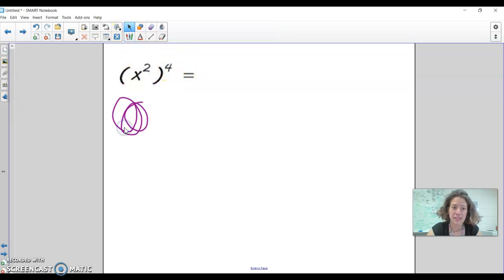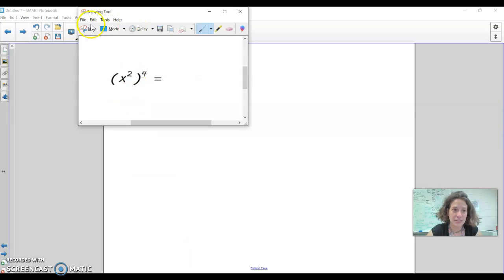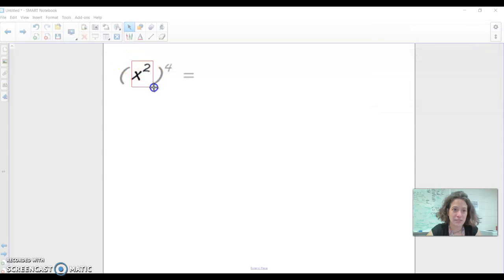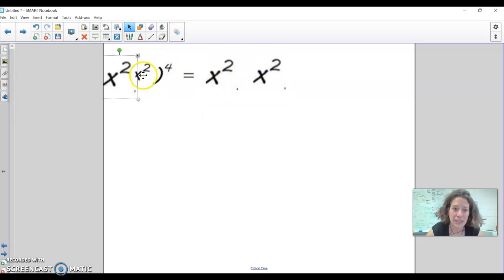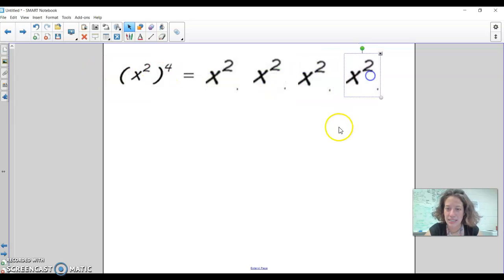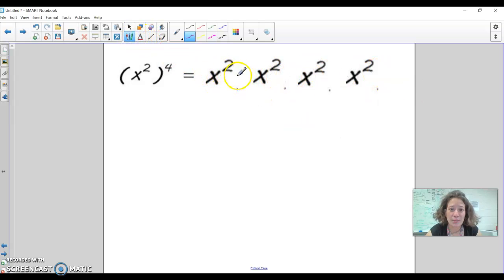So stay with me. I'm going to take this right there, and I'm going to do it 4 times. I want copies. 1, 2, 3, 4. That's what that means. Okay, stay with me. Now I could break it down even more. And really remember, these guys are multiplying. Everything's multiplying. I'm going to put a little dot.